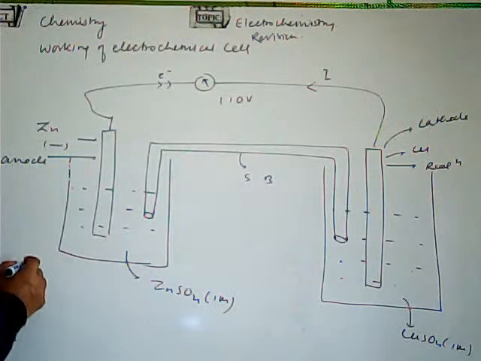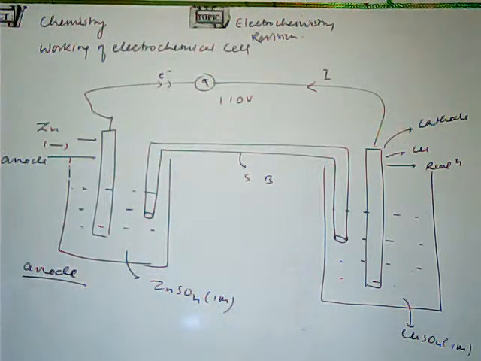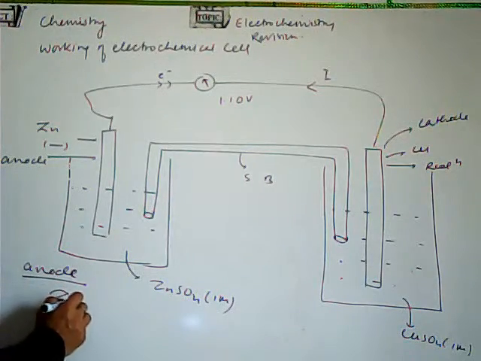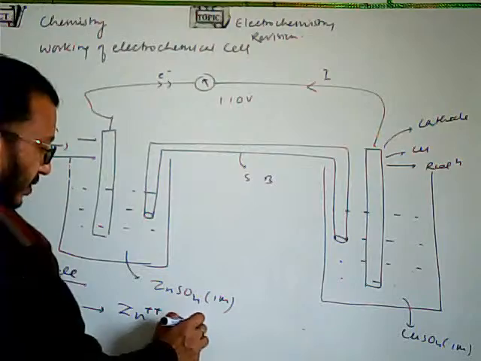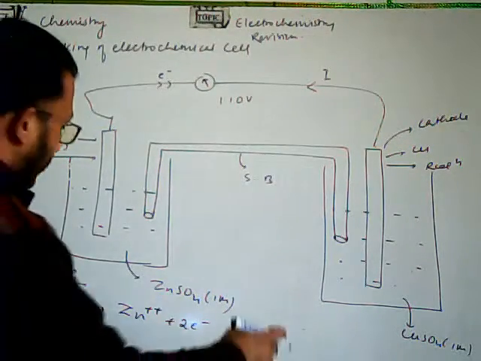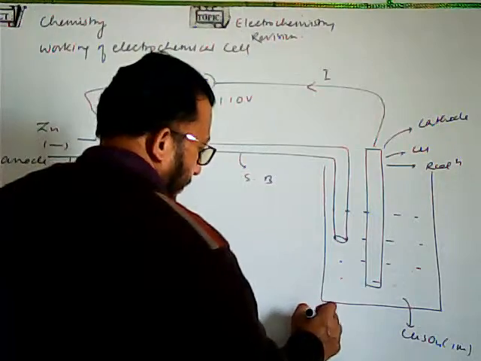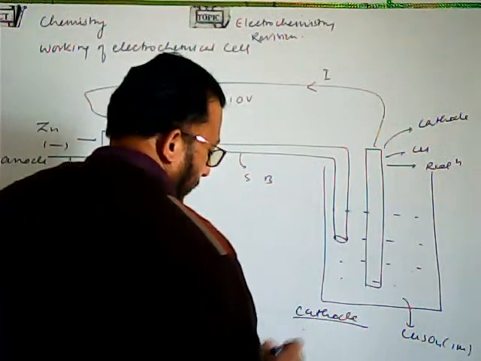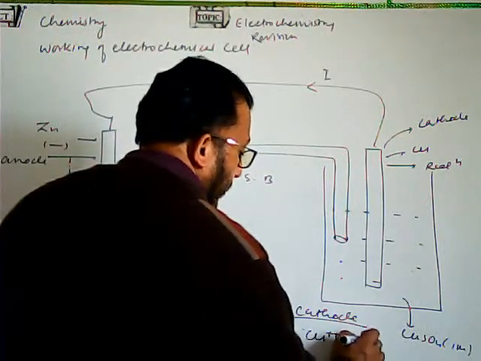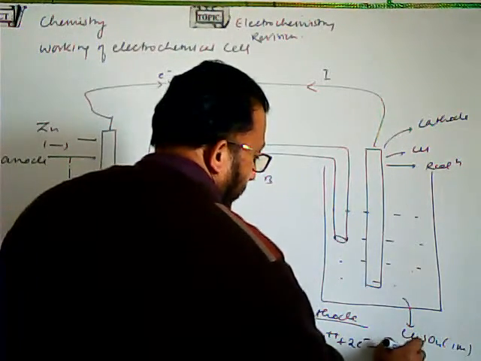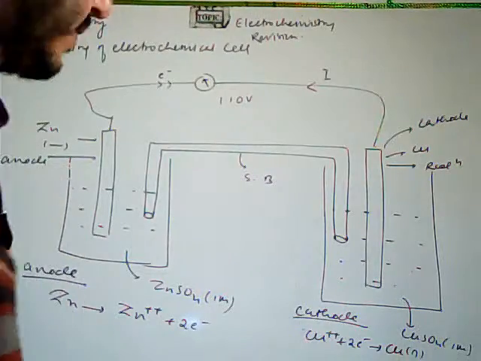The anode reaction is zinc going into the solution as zinc ion, with 2 electrons getting removed. And here, copper. This is the reaction at the cathode. Here copper ion is taking up 2 electrons and depositing as copper solid. This is the reaction which is taking place at the cathode here.